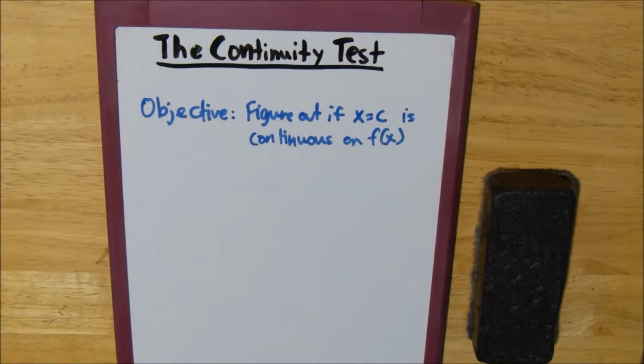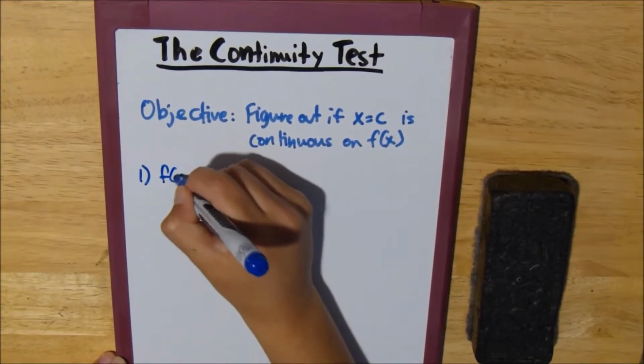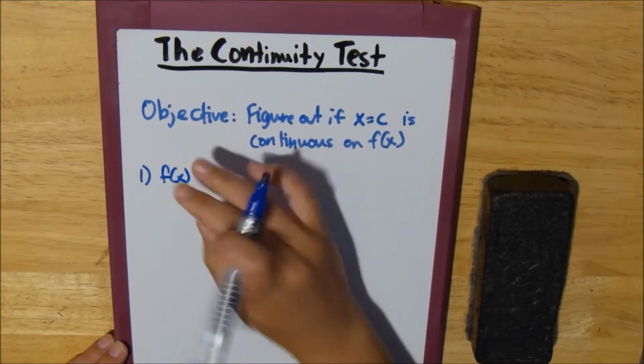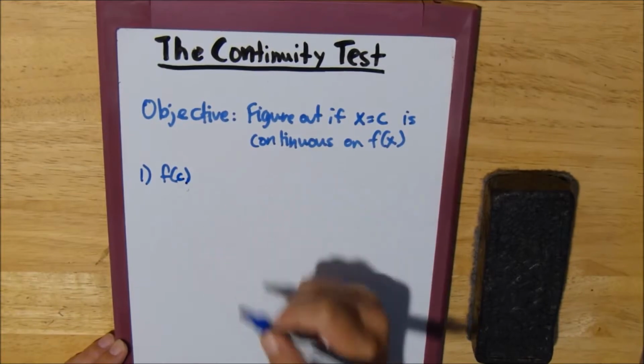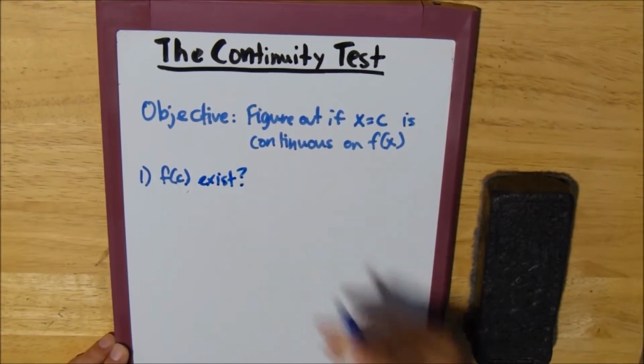If at any point you fail one of the steps, you must declare that x equals c is not continuous, okay? So our first step is almost like a checklist, right? I keep doing this, f of x, it's really f of c. Does f of c exist, right?